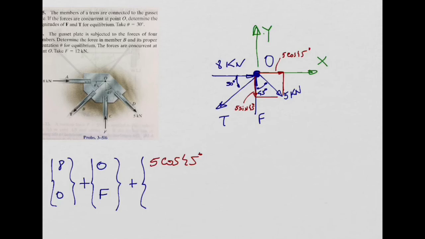Minus, very good. Look, this component here in red, the vertical component, has the opposite direction to my y-axis. So for that reason, it needs to be minus. So I'm going to put here minus 5 sine 45 degrees. Okay?